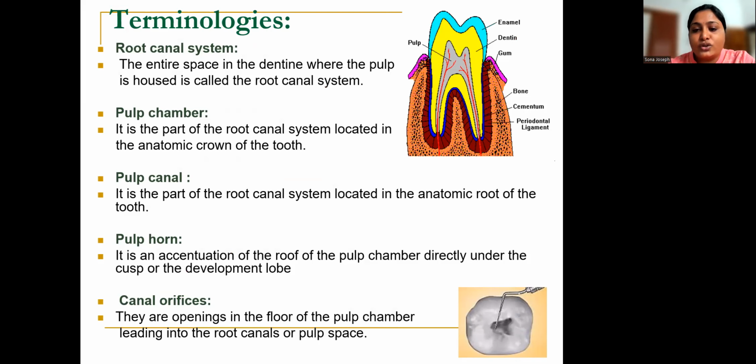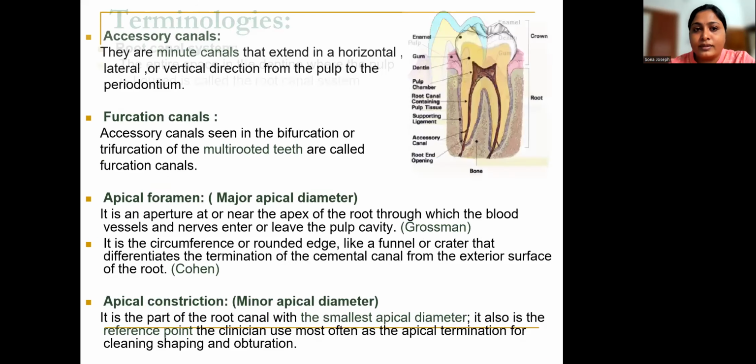Pulp horn is the accentuation of the roof of the pulp chamber directly under the cusp or the developmental lobe. Canal orifices are the openings in the floor of the pulp chamber leading into the root canals or pulp space. Accessory canals are minute canals that extend in a horizontal, lateral, or vertical direction from the pulp to the periodontium. These can be called lateral canals, furcation canals. All these are different accessory canals only. Furcation canals are seen in the bifurcation or the trifurcation of the multi-rooted teeth.